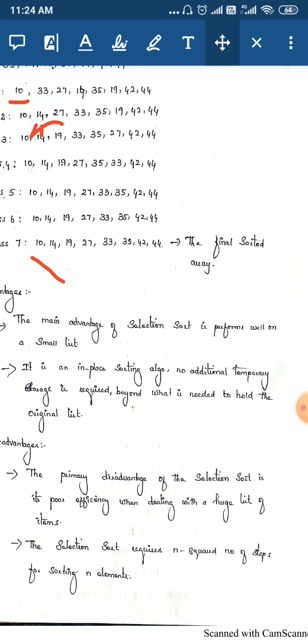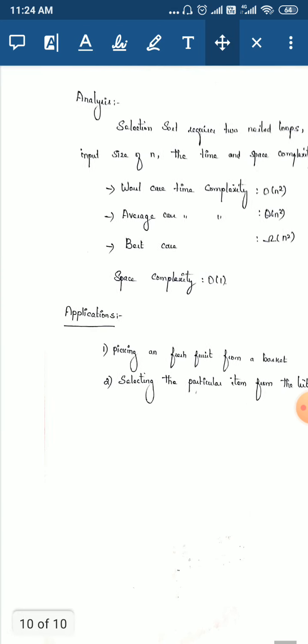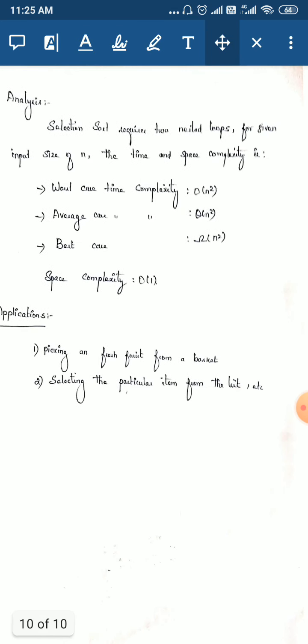Then the disadvantage: it does not perform well when the list size is bigger, right? Because it requires n square steps for a given input size n. So the best case and worst case time complexity of our selection sort algorithm is big O of n square, the average case is big theta of n square, and the best case is big omega of n square, right? And the space complexity is big O of 1 because no extra space is needed.